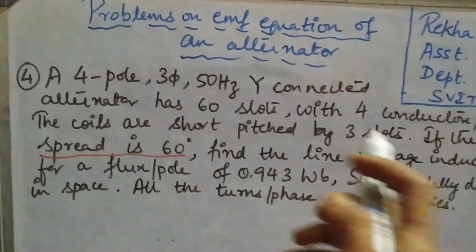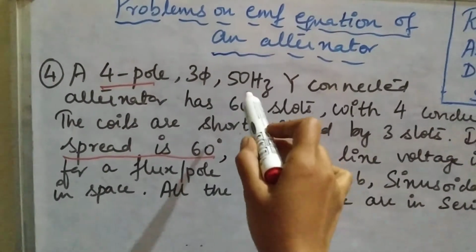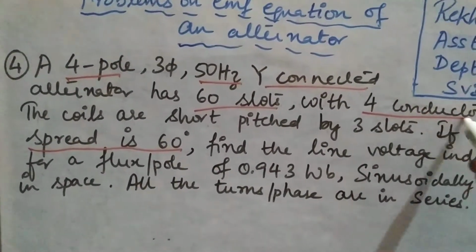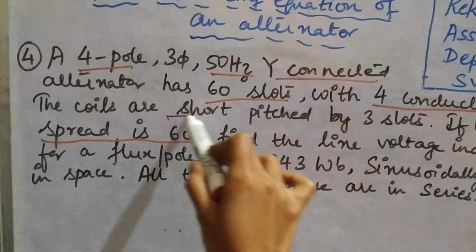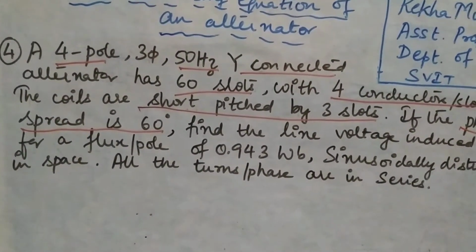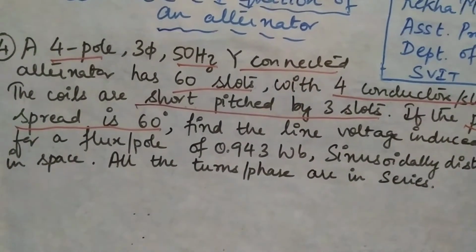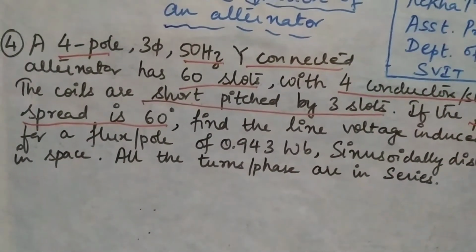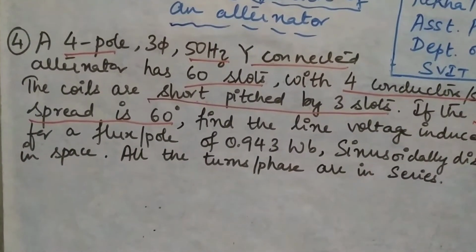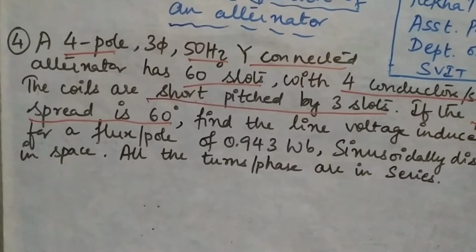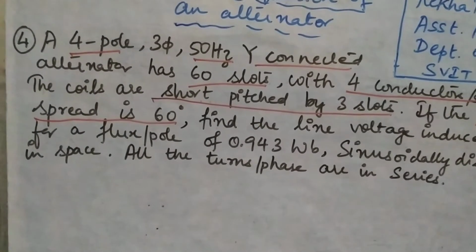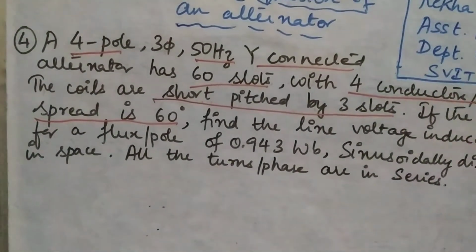Here it is a 4-pole, 50 Hz, star connected alternator having 60 slots with 4 conductors per slot, and the coils are short pitched by 3 slots. That means alpha is equal to how many times beta? 3 times. Sometimes in some problems they will mention that the pitch of the coil is 2 slots less than the pole pitch, or 3 slots less than the pole pitch. It is nothing but how many times the coils are short pitched.